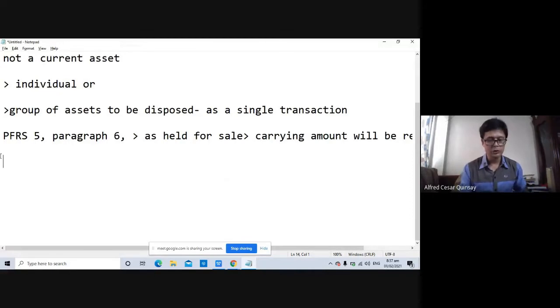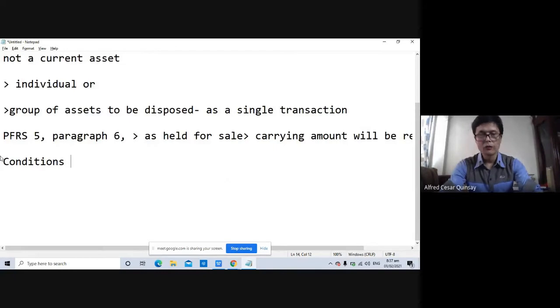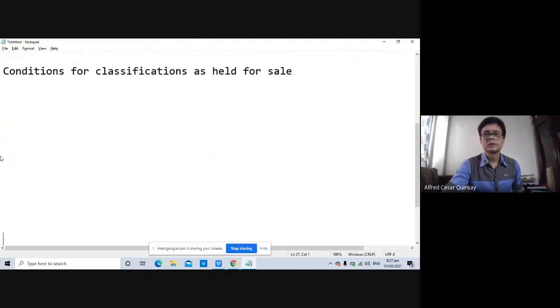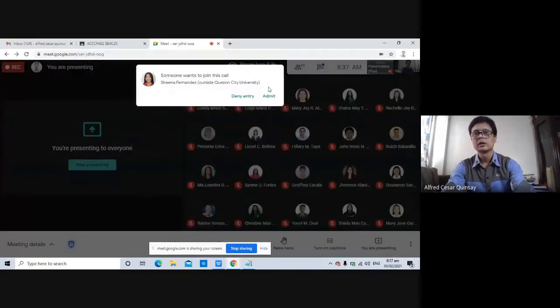Okay? So ito na. So ano ba yung mga conditions? Conditions for classification as held for sale. Okay, so tignan natin. Okay, so nakalagay dyan, a non-current asset or disposal group shall be classified as held for sale. Okay?